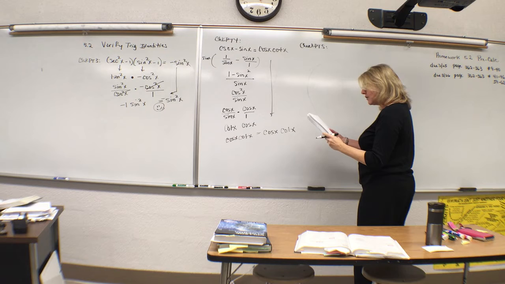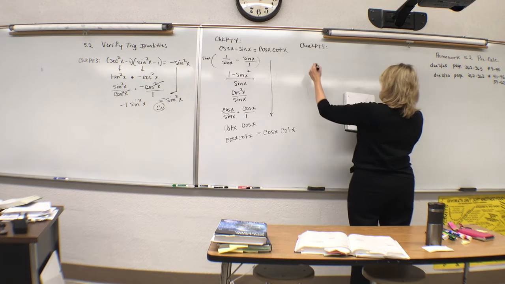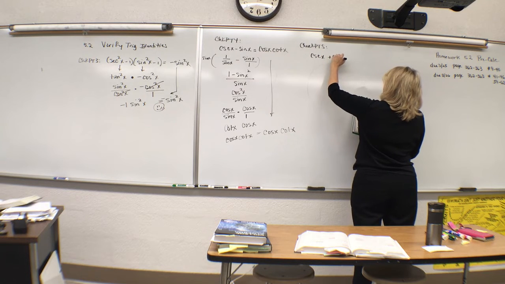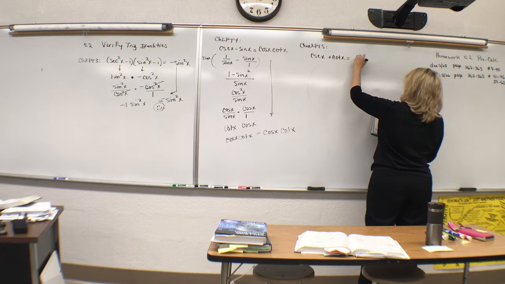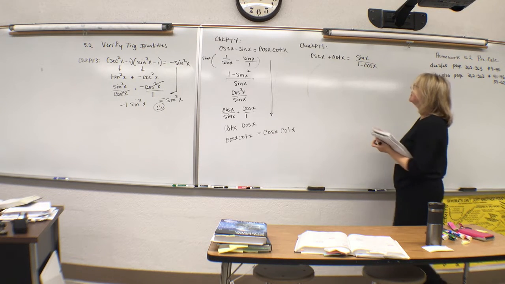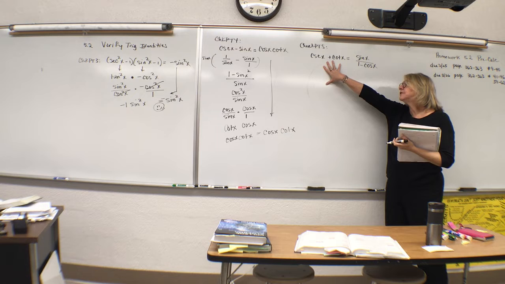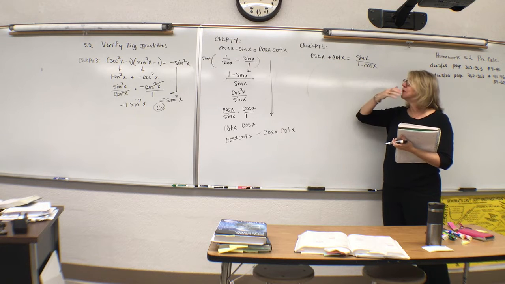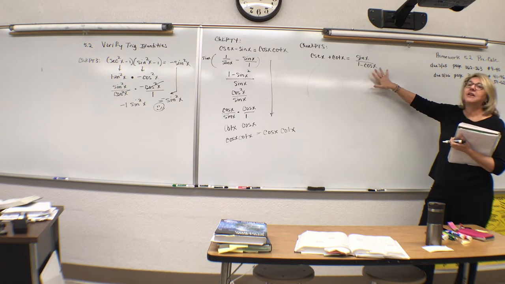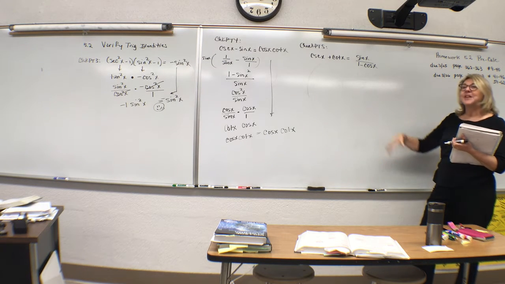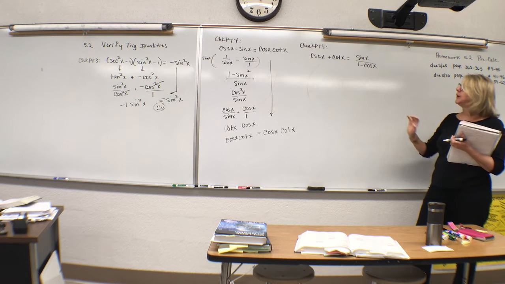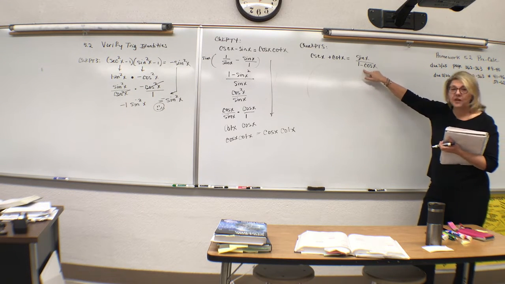Again, directions for all these are the same. Verify. This time we have cosecant x plus cotangent x equaling sine x over 1 minus cosine x. So this time I have a binomial on the left in terms of 2 different trig values, but I have a ratio on the right, and that denominator in and of itself is a binomial. So I think this time I'm going to work on the right. I'm going to leave the left alone and see if I can't do something with this.